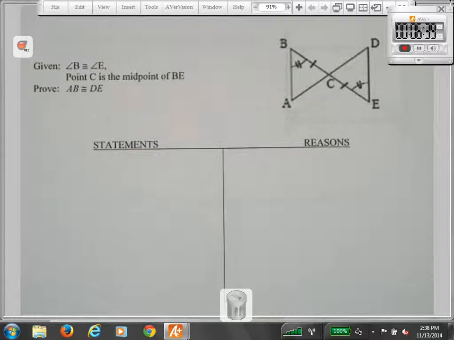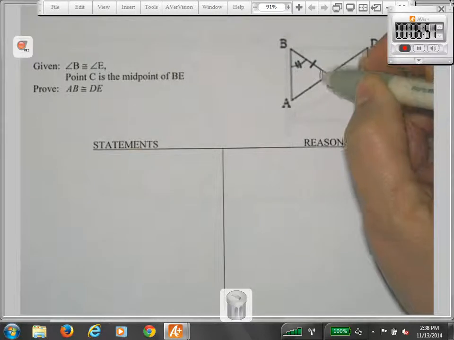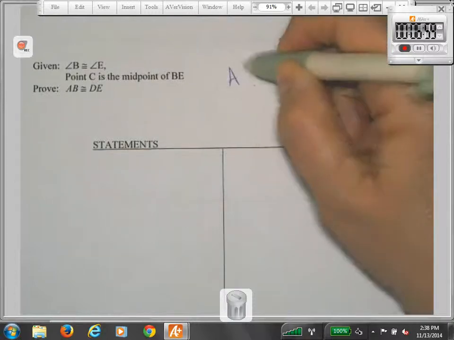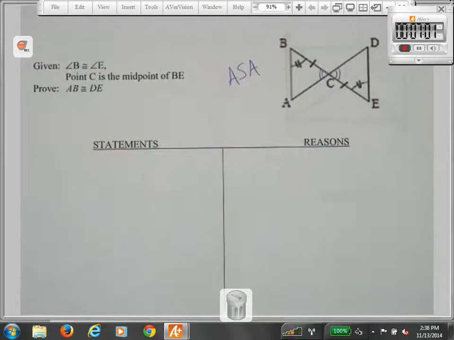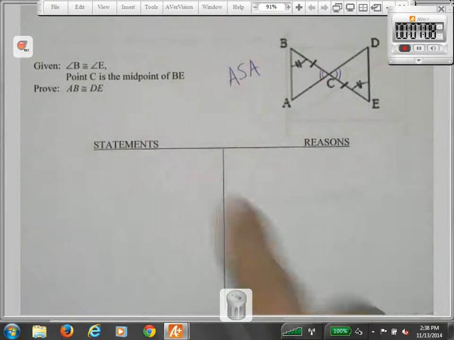All right, now, what else do you see in the picture that's equal that's not marked? The vertical angle. Yes, there are some vertical angles here. So it's going to be angle, side, angle. I agree. Angle, side, angle. Okay, angle, side, angle. Now, that's going to prove the two triangles are congruent, but we actually need to prove that these two sides are congruent. So we're going to prove that the two triangles are congruent, and then, again, we're going to use the CPCTC. So that's the strategy here.